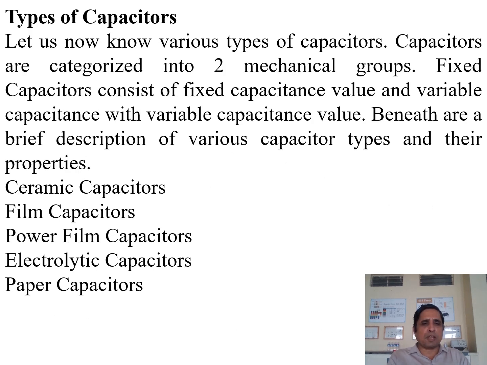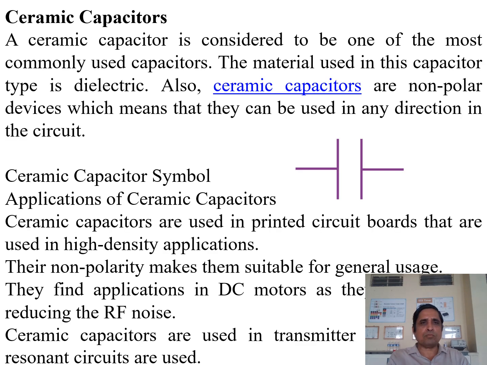Then different types of capacitors are ceramic capacitors, film capacitor, power film capacitor, electrolytic capacitor, paper capacitors. These capacitors are basically considered as two types of capacitors, fixed capacitors and variable capacitors, and they can also be classified according to the dielectric media which is used in between the two parallel plates. Ceramic capacitor, as I have told, is a non-polarized type. You can use any terminal as positive or negative. So ceramic material is used.